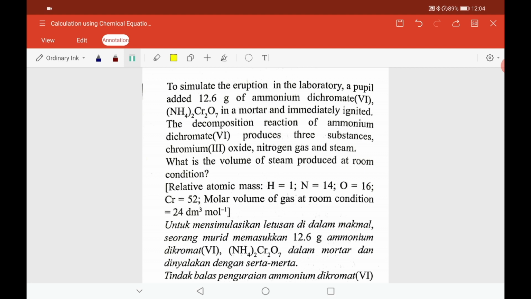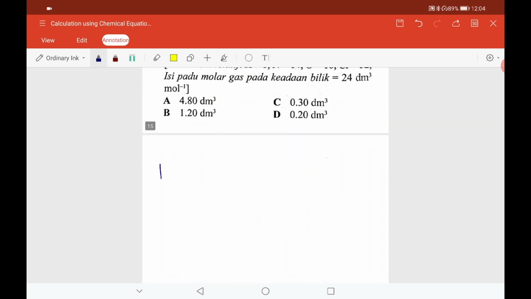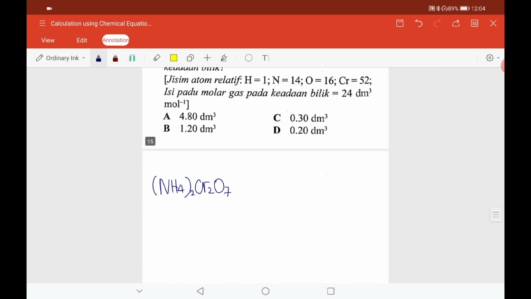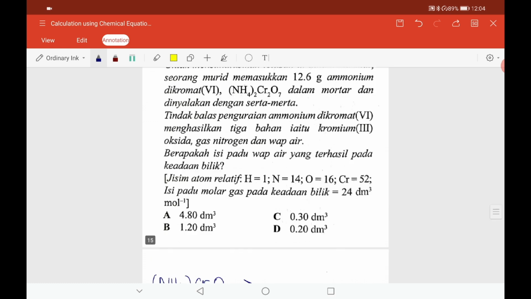First of all, we have ammonium dichromate. The formula is given: (NH4)2Cr2O7. So we write it down first: (NH4)2Cr2O7. This is the dichromate. Now they ignite it, and it produces 3 substances. So we write an arrow, and 3 products.